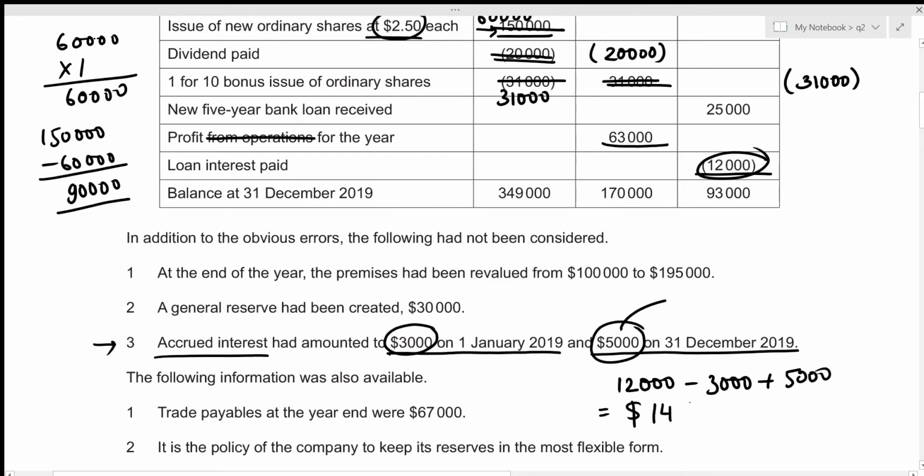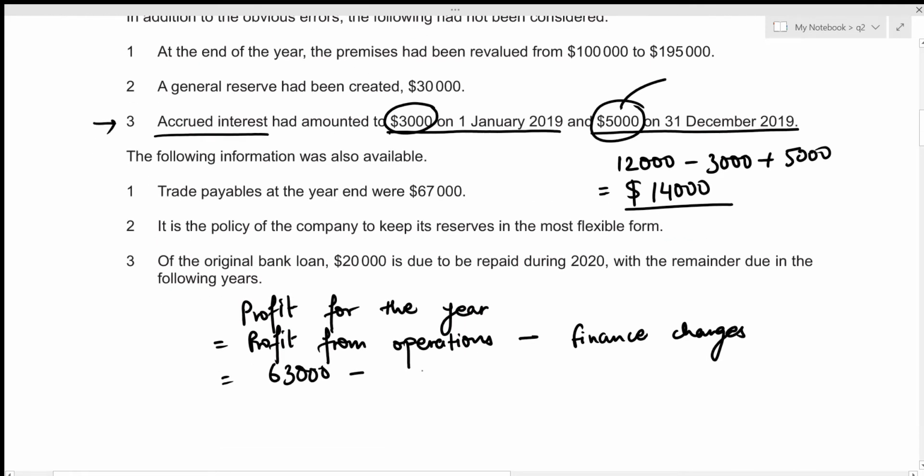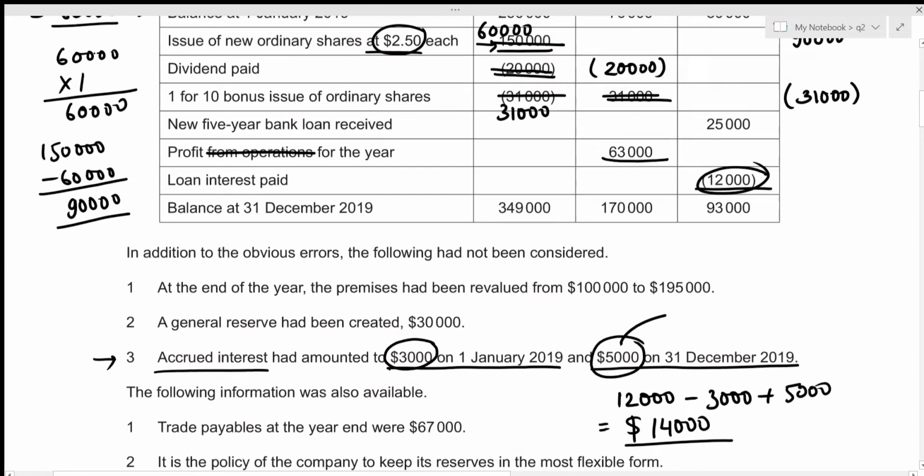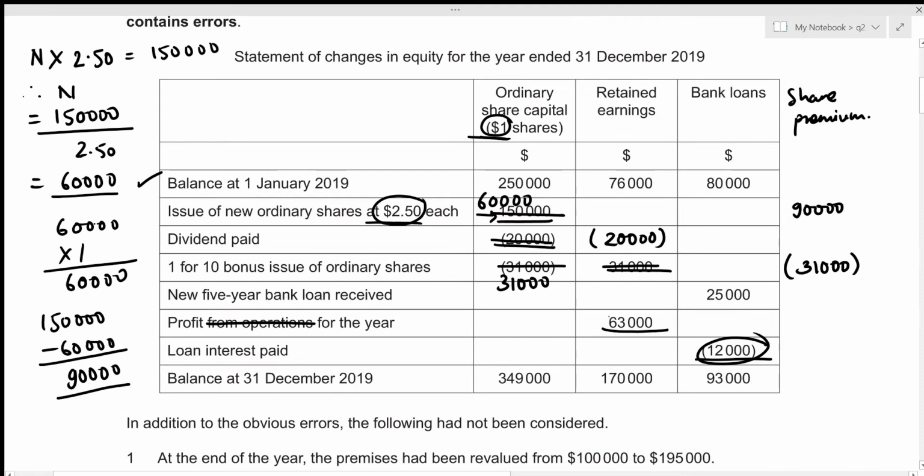14,000. Now we can substitute this value into our formula for profit for the year. So that's minus 14,000, which is the finance charges. Now this gives our profit for the year to be 63,000 minus 14,000, which results in the value of 49,000. So instead of including our profit from operations of 63,000 from the retained earnings column, we actually need to include this value of profit for the year. Let's correct it. So instead of 63,000, there should be the profit for the year of 49,000.